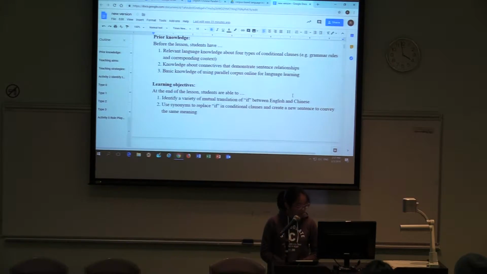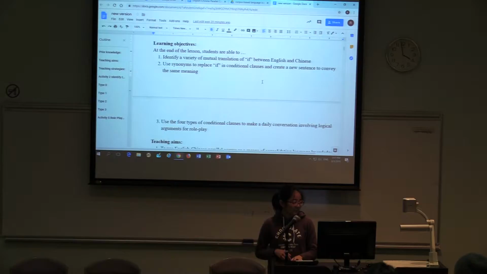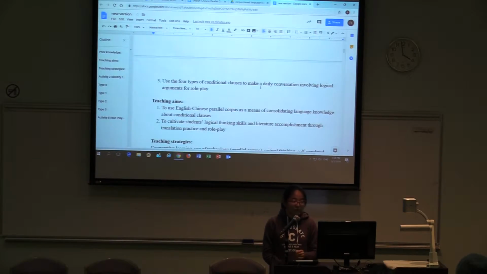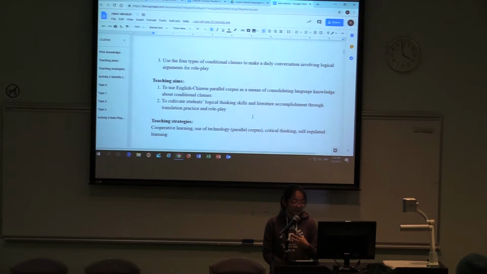And the learning objectives, there are 3 points. First, after the lesson, they can identify a variety of mutual translations between English and Chinese of "if". Second, they can use some synonyms to replace "if" in conditional clauses and create a new sentence to convey the same meaning. And the third one is they can use the 4 types of conditional clauses to make a daily conversation that can include logical arguments.